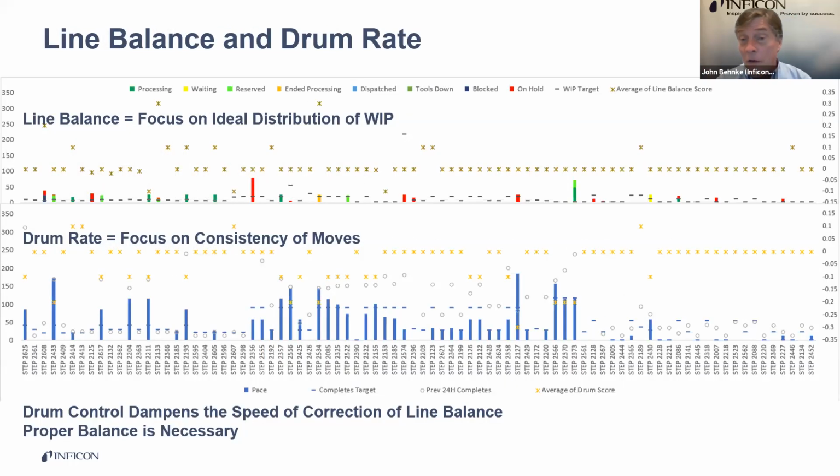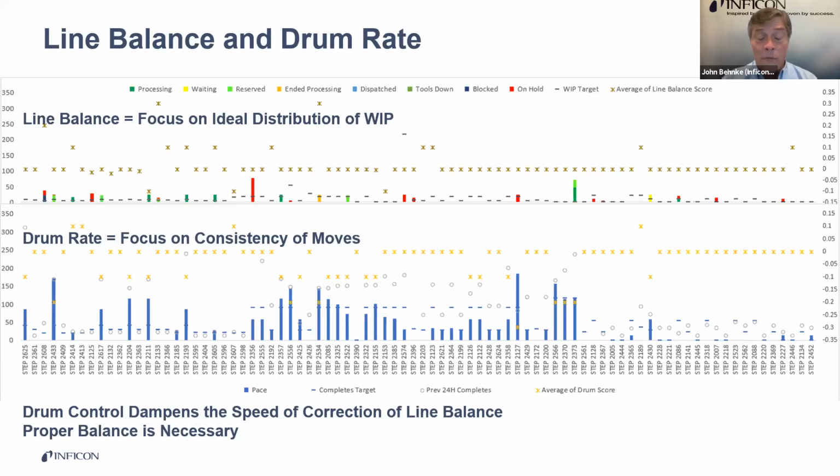So line balance is often shown in multiple ways. Again, we really don't have time to go over what every one of these characters and items mean on this particular chart. In general, people think of line balance as focused on almost one of two things.